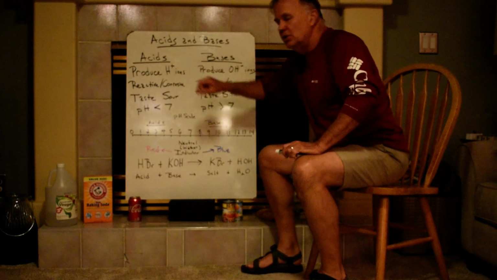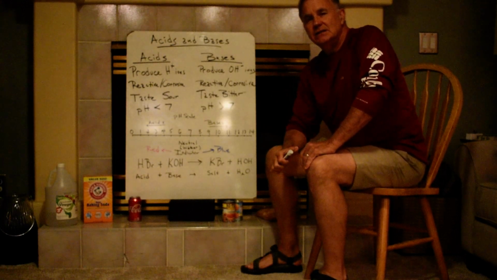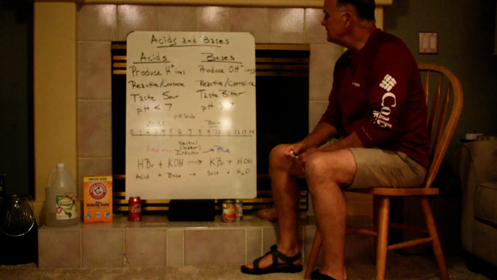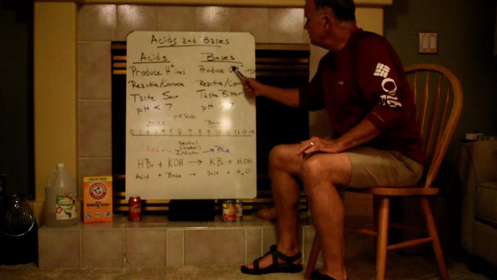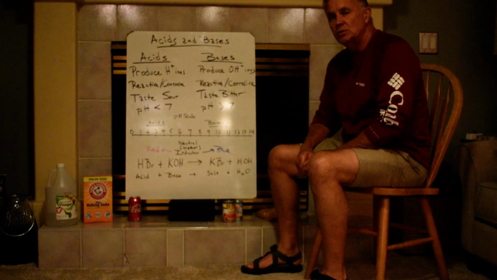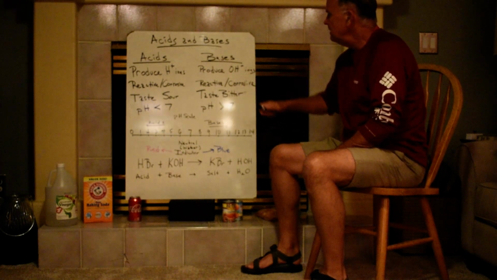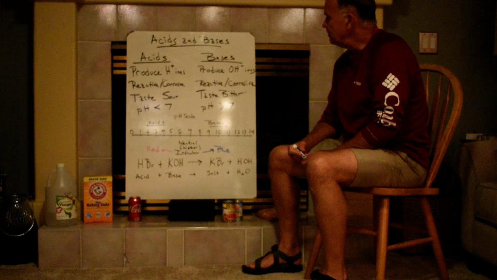Acids are anything that produce hydrogen ions when placed in solution. Okay, so they produce that ion. That makes them an acid. Bases, okay, are substances which produce hydroxide ions. Oxygen, hydrogen, okay, that's a base.